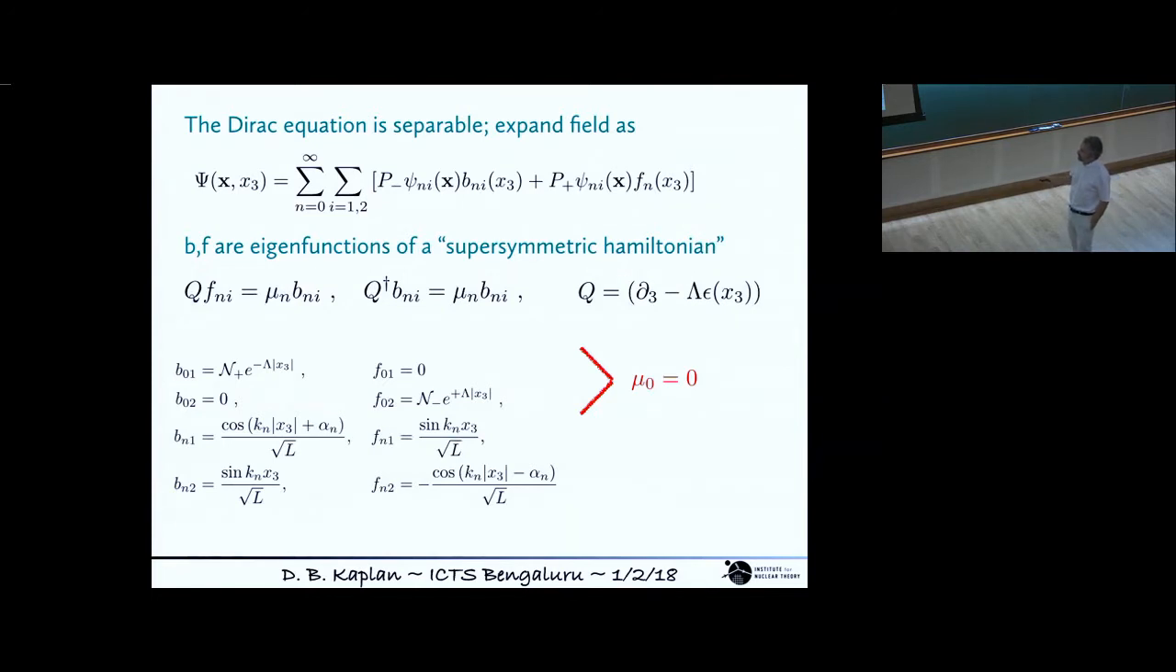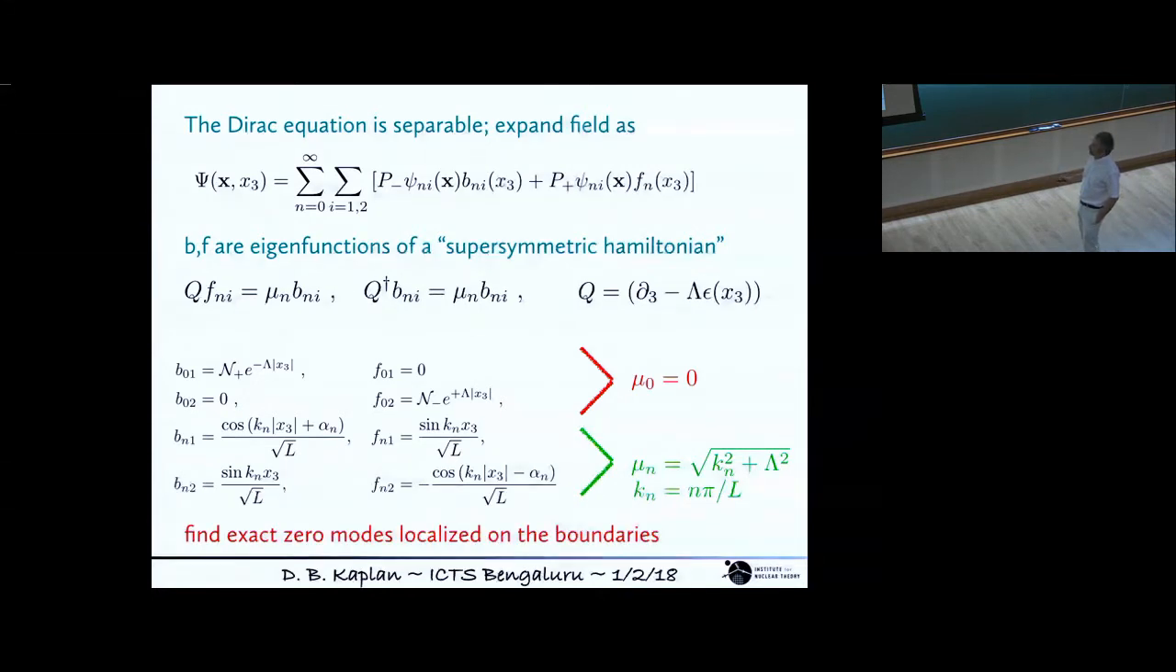And then you get a whole bunch of bulk modes that correspond to cosines or sines. They are absolute values of x because of the shape of this mass function. And these correspond to modes with eigenvalues that look like k squared plus lambda squared. Lambda, remember, is the height of the value of the mass in the bulk, and kn is just the usual n pi over L.